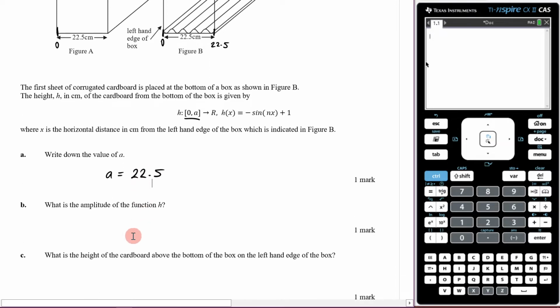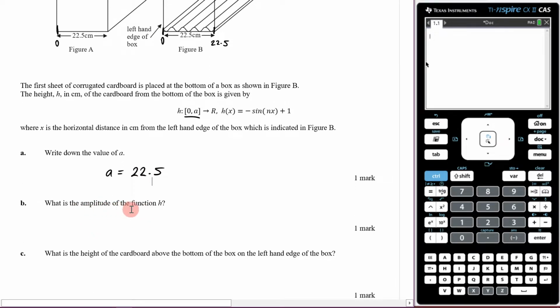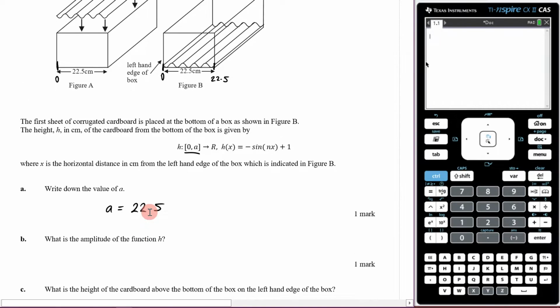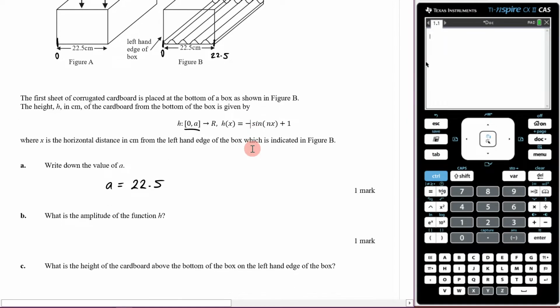All right, let's move on to the next one. What is the amplitude of the function h? Well, this just comes down to a matter of looking at this and being able to read the amplitude. And of course, we know that it's going to be the number in front of our sine, and there's a 1 there. Now, it's not going to be -1. Remember, amplitude is always positive. So that means it's just going to be 1.